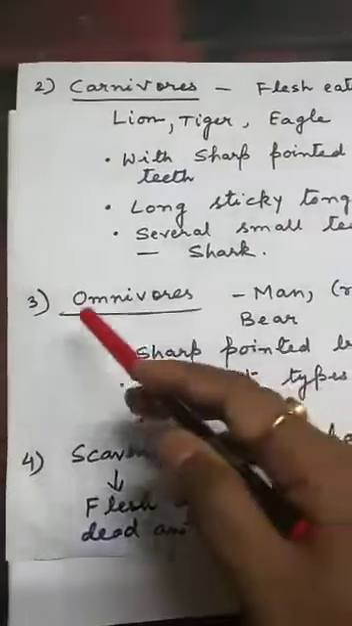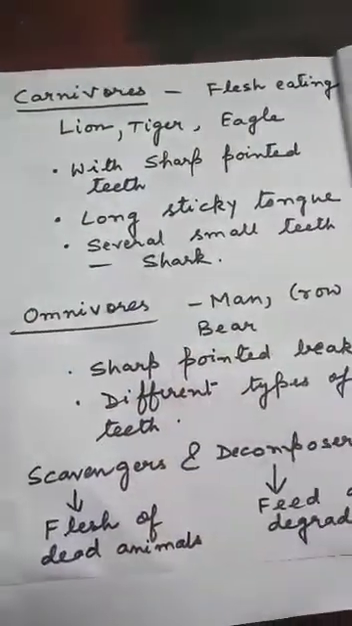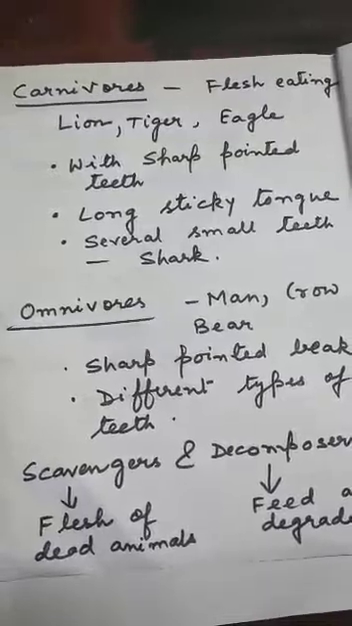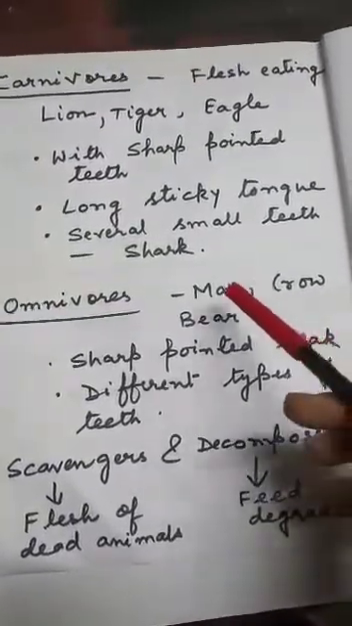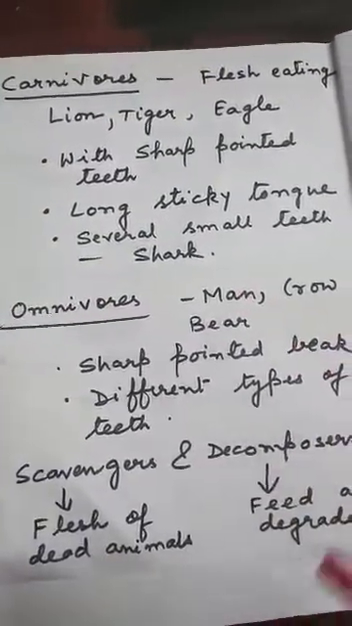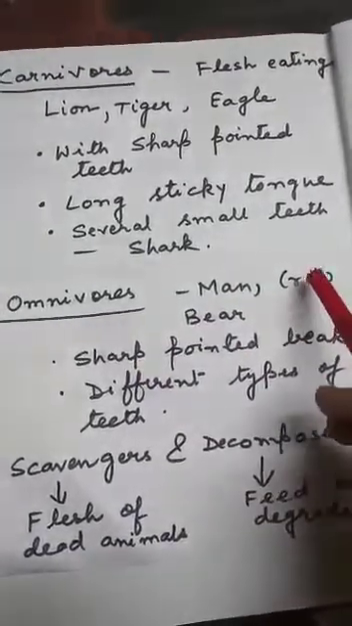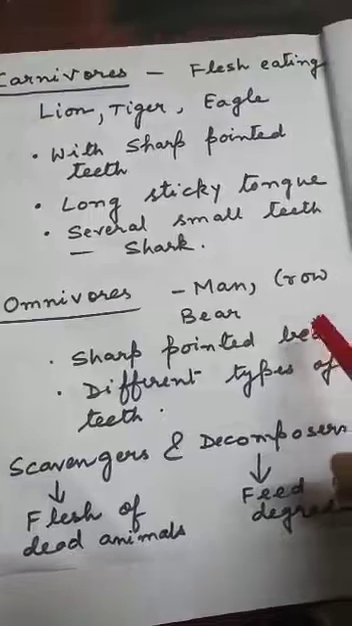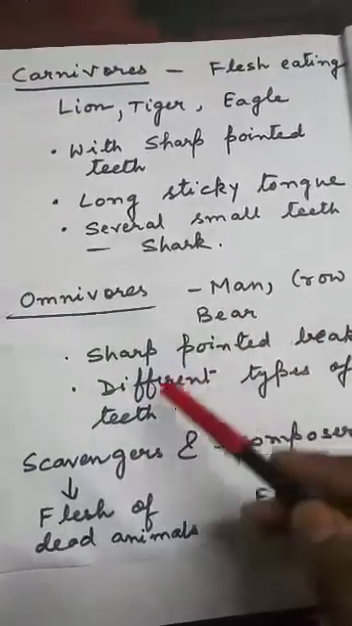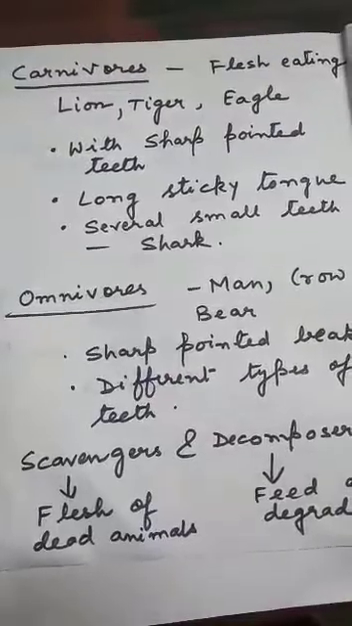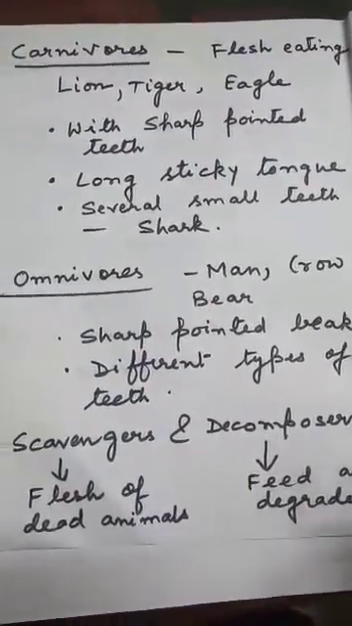And the third one is the omnivores, those that feed on everything. Those that feed on plants and animals both are called the omnivores. For example, man, crow, bear. They eat everything, all plants and animals. They have a sharp pointed beak, as in the crow, and in human beings they have different types of teeth, so that plants and animals can both be chewed properly and digested.